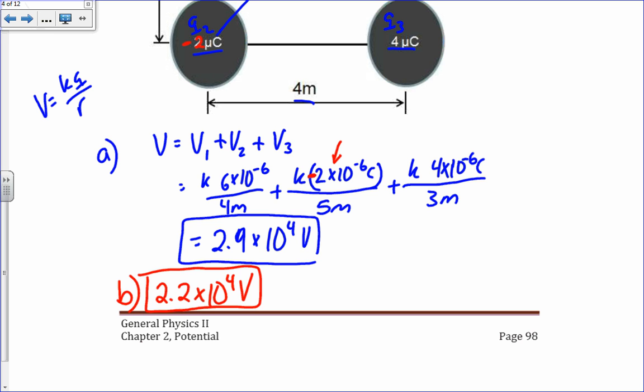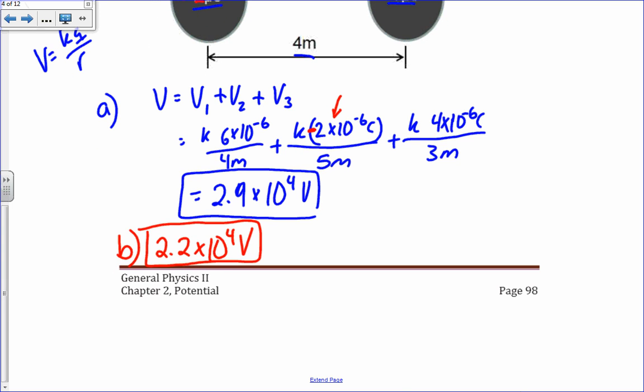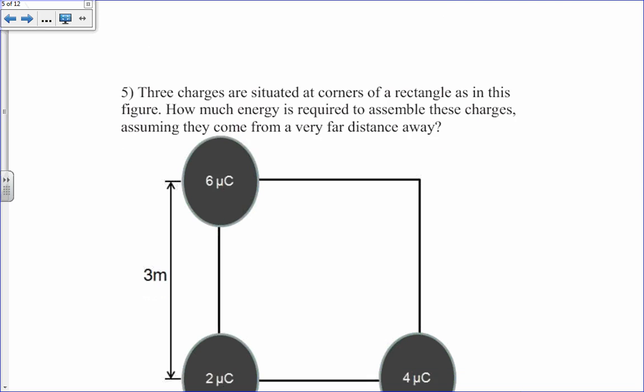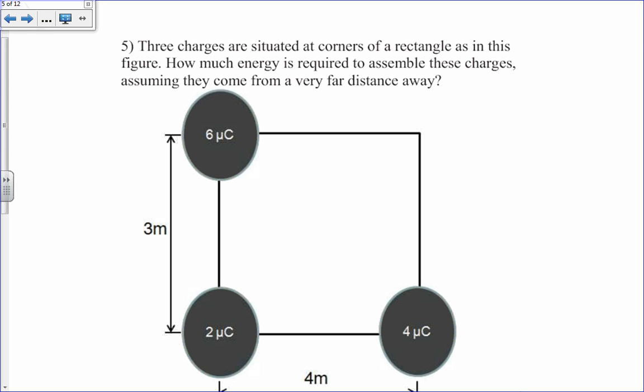This is useful because if you can arrange charges in particular ways, you can create potential fields, which will allow you to manipulate charges in any way that you like. All right. 3 charges situated at corners of rectangles in this figure. How much energy is required to assemble these charges, assuming they come from a very far distance away?